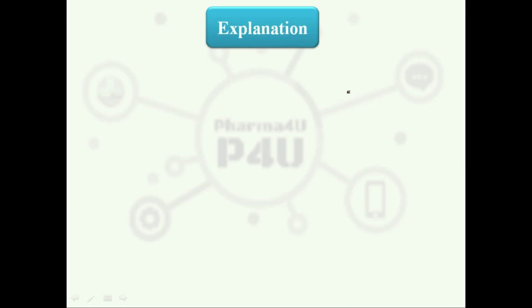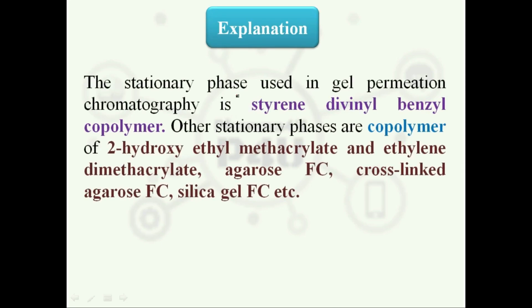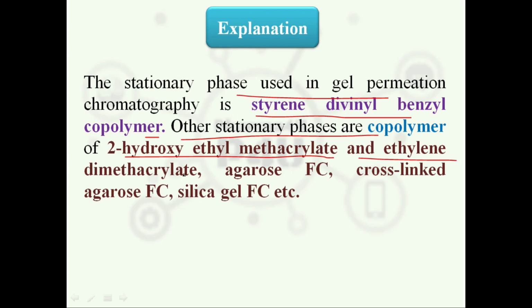Here we have an explanation on this: the stationary phase used in gel permeation chromatography is styrene divinylbenzene copolymer, and other stationary phases are copolymers like 2-hydroxyethyl methacrylate and ethylene dimethacrylate, agarose, cross-linked agarose, and silica gel. So these are the stationary phases used in gel permeation chromatography. Sometimes the question may also ask from the chromatography portions, and these types of questions come from the analysis portion.